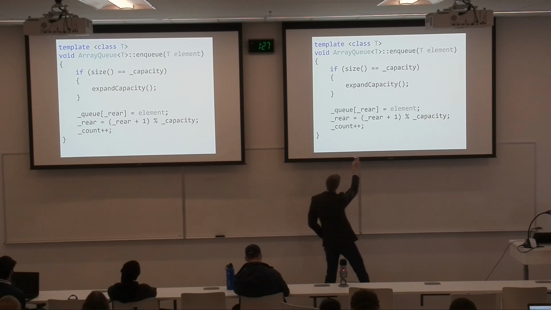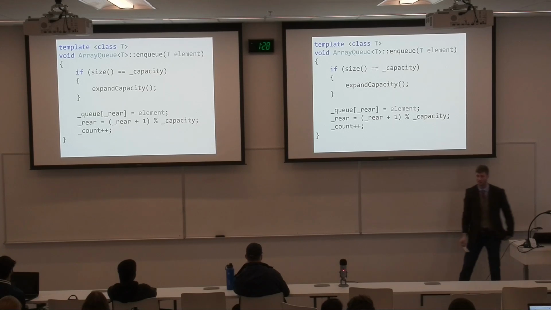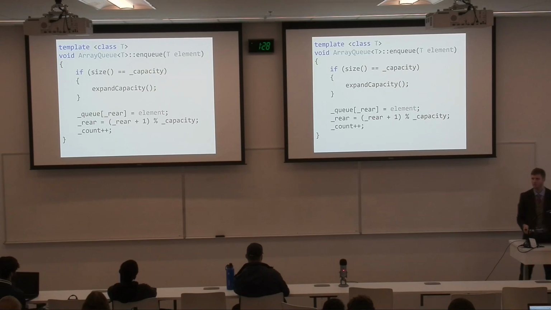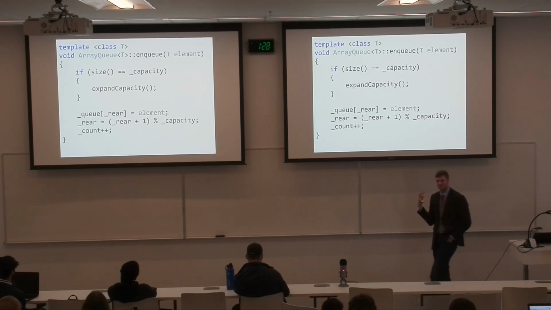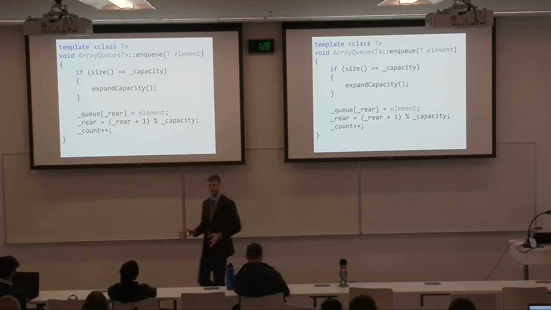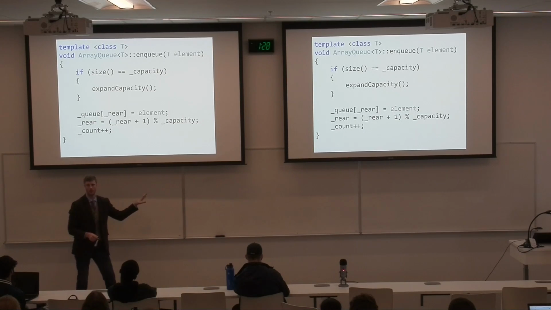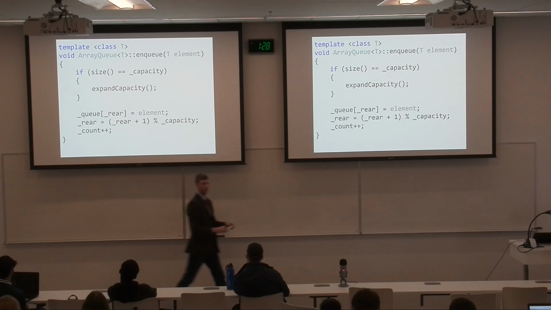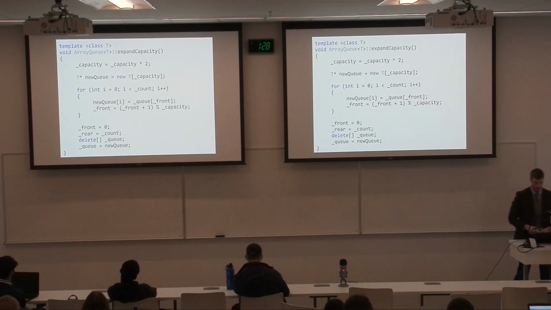Otherwise, queue at location rear is going to be the thing I want to enqueue. And then for rear, we just do that fancy update thing, and we increase the count. Cool. But it's not too crazy, right? It's basically what we were seeing with the stack, except we've got this circular array thing. Any questions about this, or are we all happy? Getting some nods? Cool.